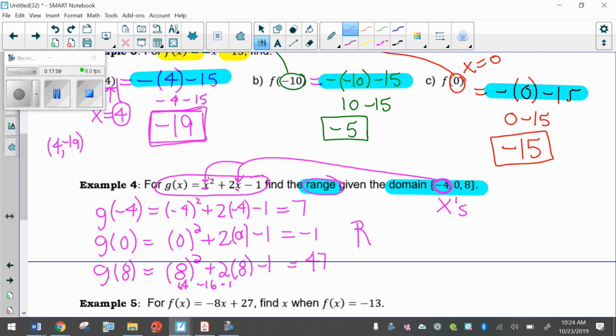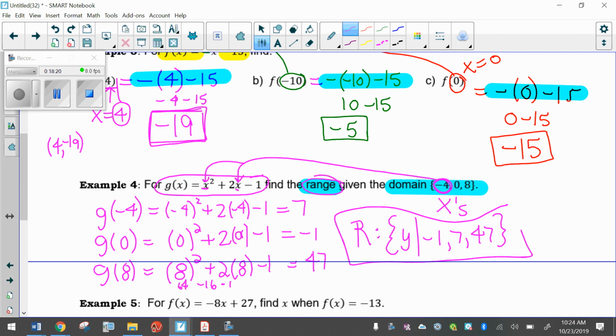Well, they wanted the range, right? So we're going to do R colon, our curly bracket, y, such that, and then list them. You don't have to put them in order from smallest to biggest to get full credit, but that is how I generally like to see it. And there you go.